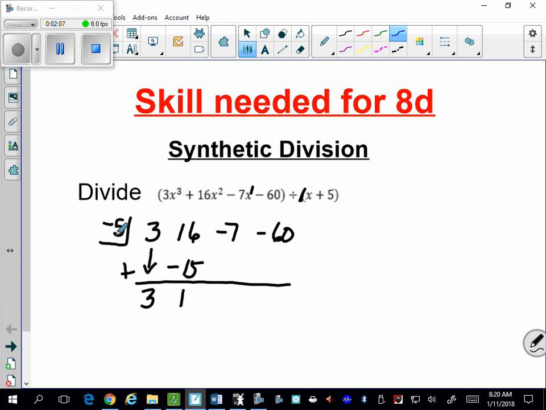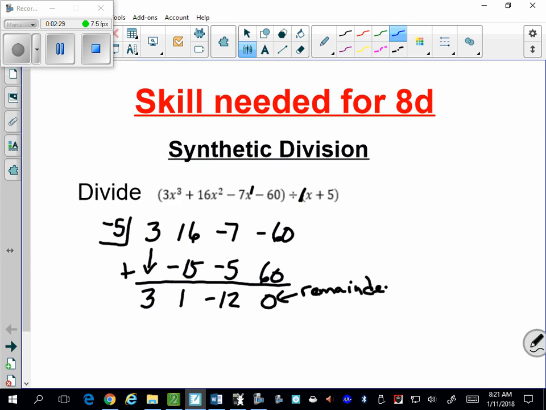And now I multiply again, -5 times 1, -5. Now we're going to add again. So that's -12. And -5 times -12 is positive 60. -60 plus 60 is 0. This last number is always the remainder.